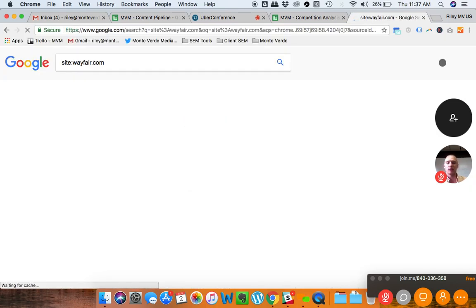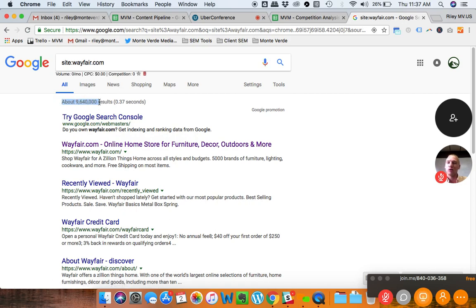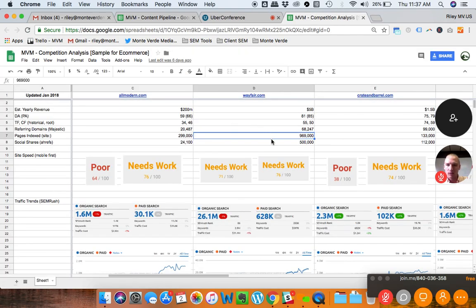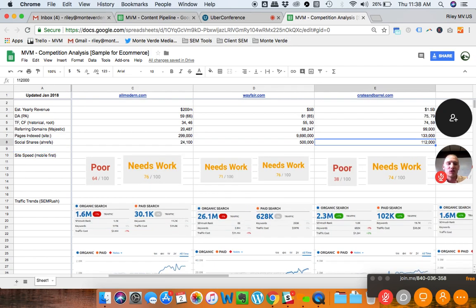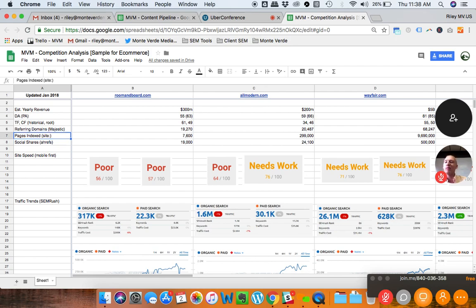Wayfair.com. Just because I know that they're always growing. No. So 9.6 million. Is that what we had? 9.6 million. So this is actually wrong. That's a lot bigger than it is. 9.6 million, which is nuts. It must have grown 9 million pages since we made that. Or it was just a typo when we put it in here. It was off by a 0. Seems like a typo.